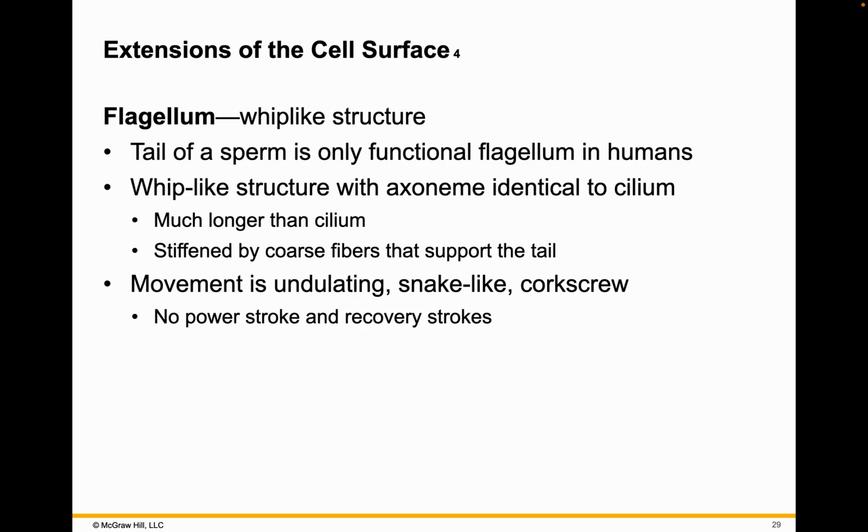Another extension is a flagellum, which is a whip-like structure. We only have one cell with a flagellum in humans, and it's only found in 50% of humans. It's the tail of a sperm. It has a whip-like structure with an axoneme identical to a cilium, but it's much longer and stiffened by coarse fibers that support the tail. Movement is undulating, snake-like, kind of corkscrew. There are no power strokes and recovery strokes.